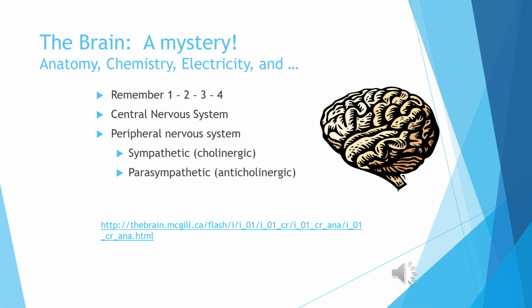And it also is an electrical thing with electrical potentials and everything. So when we talk about the nervous system, we are talking about the central nervous system, which is the brain encased in our skull, and the spinal column. Then also we have the peripheral nervous system, and that is further broken down into a sympathetic or cholinergic nervous system and the parasympathetic anticholinergic.